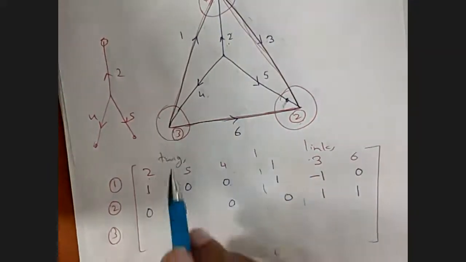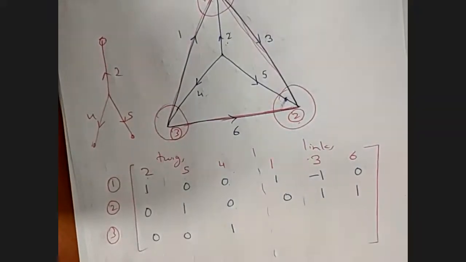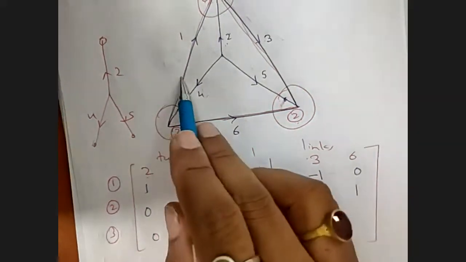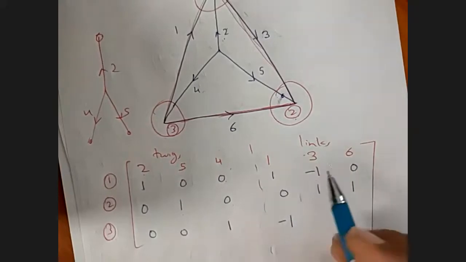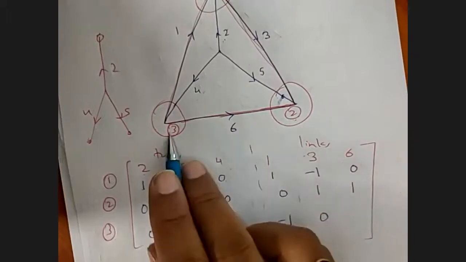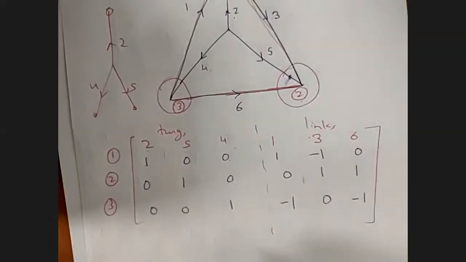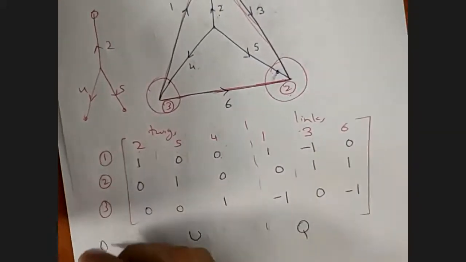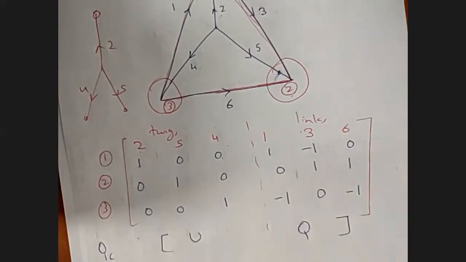For this 4 is incoming, so 0 0 1. Branch number 1 is outgoing, so it will be minus 1. Branch number 3 is not present. Branch number 6 is also outgoing, that is minus 1. So this will be your matrix Q or fundamental cut set matrix.